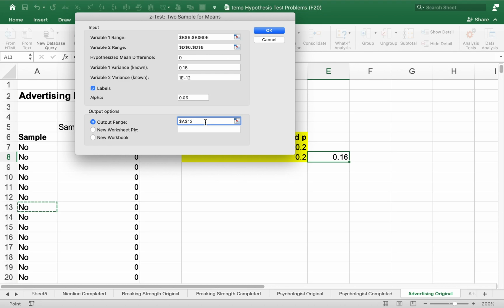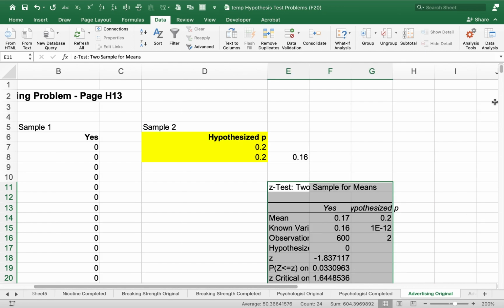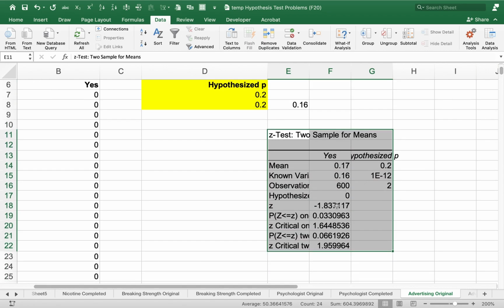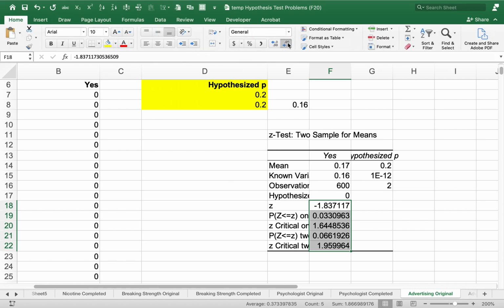Let's go and find a spot. How about down here? And then press OK. And this is what we end up with. I'm just going to clean this up a little bit.